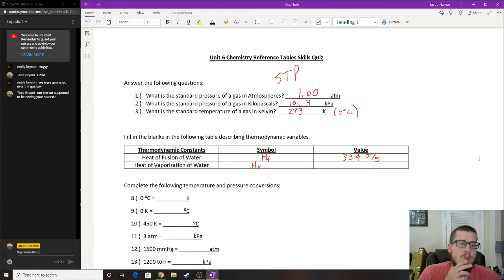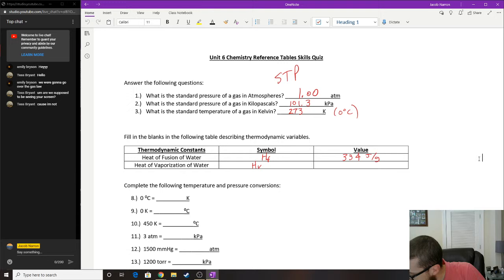What was I saying? 334 joules per gram. That's how many joules it takes for 1 gram to melt. So if I had 1 gram of ice, it'd take 334 joules to melt it. Heat of vaporization of water. Same kind of thing, but instead of melting, which is what fusion means, vaporization means like evaporation. That's really what we mean here. So, or boiling. But that's how much energy you need to do that.